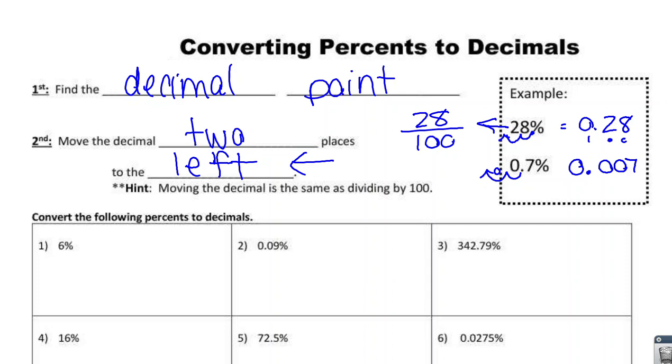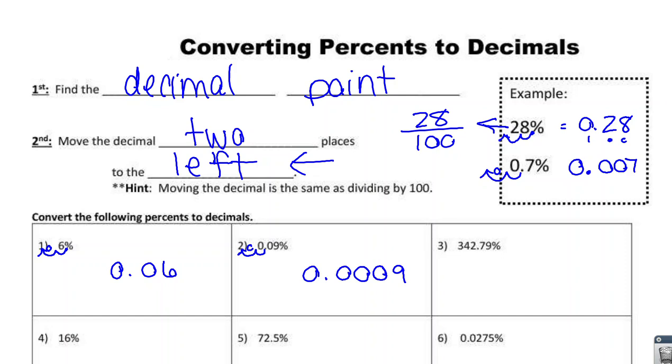Let's do one more together. So this one does not have a decimal in it, so I'm going to add it into the back because it's a whole number. Move it 1, 2, fill in zeros where needed, 0.06 as a decimal. And let's do one more just because this one has a decimal point already in it. Start where the decimal is, 1, 2, add in zeros where needed, 0.0009 as a decimal.